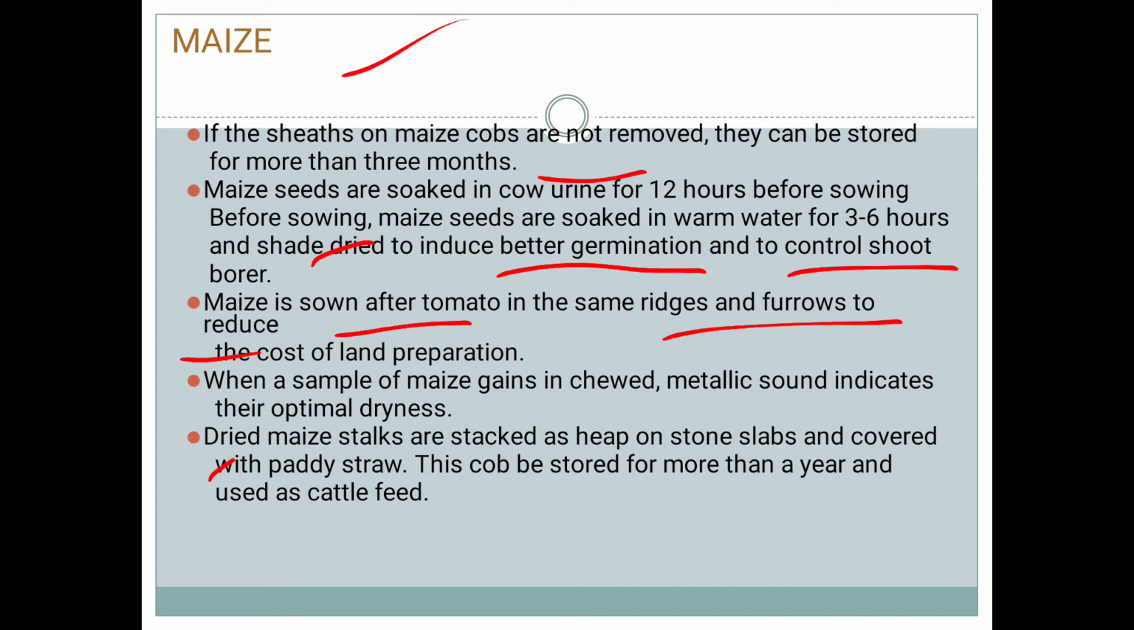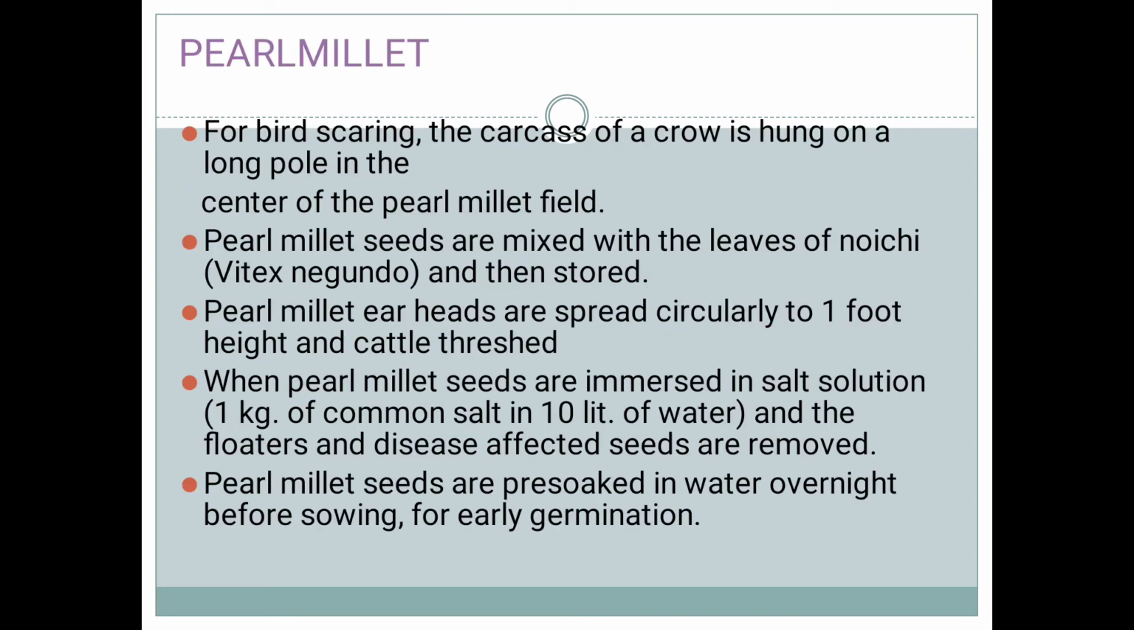Then dried maize stalks are stacked as a heap on stone slabs and covered with paddy straw. These can be stored for more than a year and used as cattle feed. The next crop is pearl millet, that is bajra. So pearl millet seeds are mixed with the leaves of nochi, Vitex negundo, and then stored.